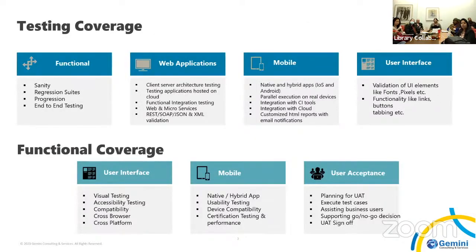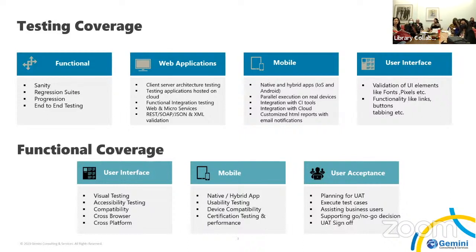Now, this is a quick overview on how the testing is categorized as testing coverage and functional coverage. These are little topics that I can quickly walk through. First of all, functional, which is easily understood: you do a lot of end-to-end testing, right from the login to the end of the screen, to see whether the high-level functionality works fine or not. Then coming to web applications, you have several web applications in place, and you do the overall functional integration testing and so on.